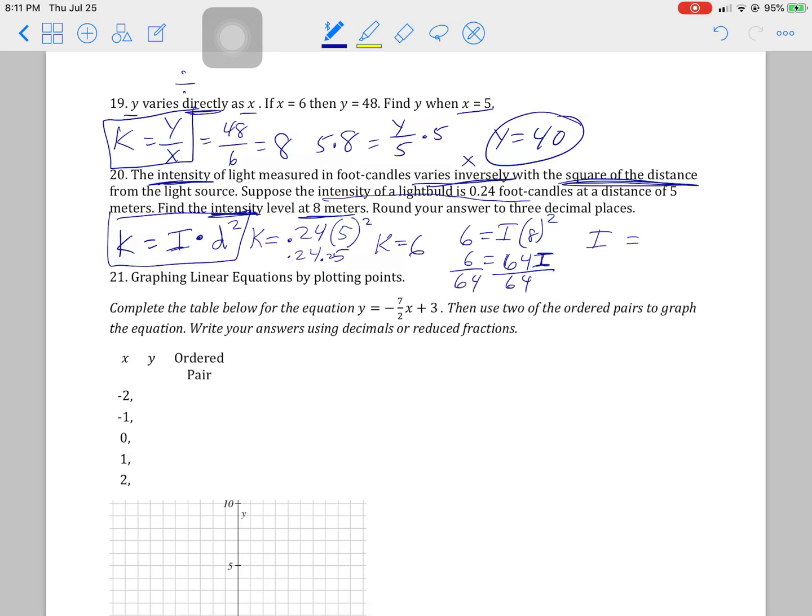Okay, so I is going to equal 6 divided by 64. And it says round to 3 decimals. So 6 divided by 64 is 0.094, because that's 0.09375. So we want to go there. Okay?